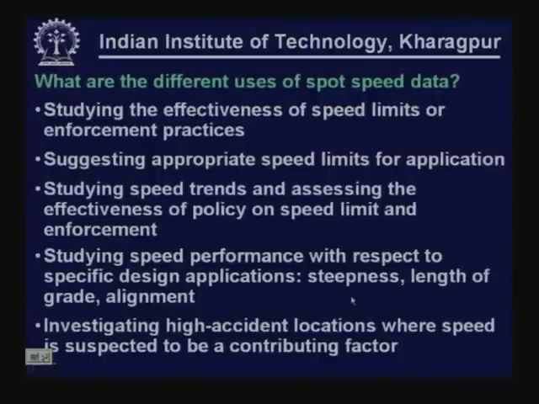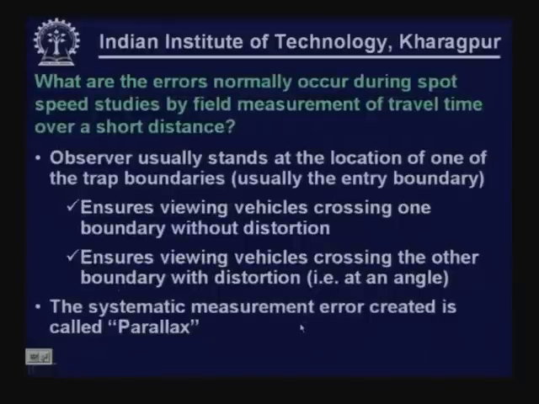What are the different uses of spot speed data? Effectiveness of speed limits, enforcement, studying speed trend, studying the performance with respect to design application, investigating high accident locations, and so on. What are the errors normally we encounter during spot speed studies?